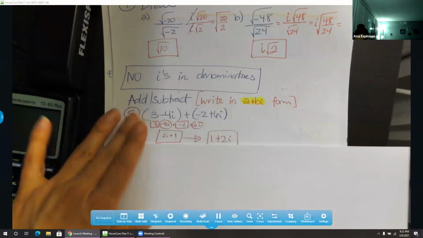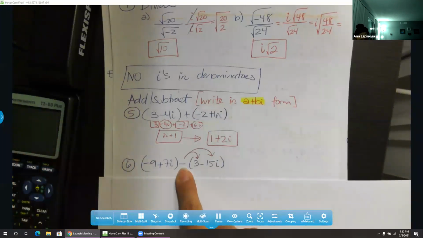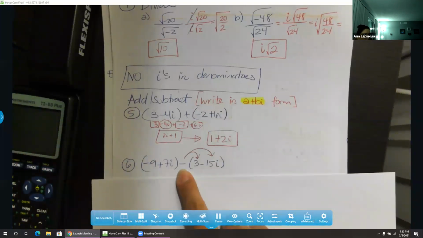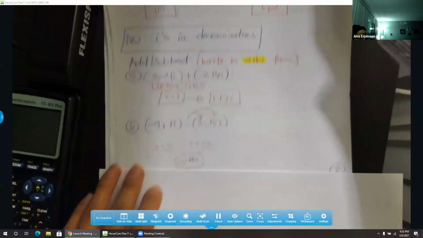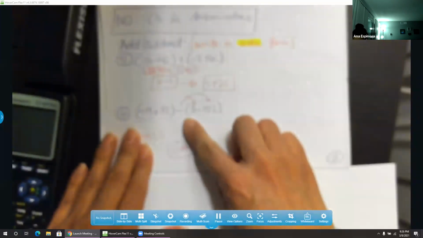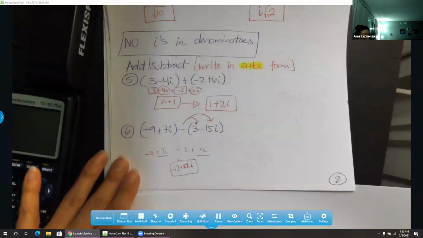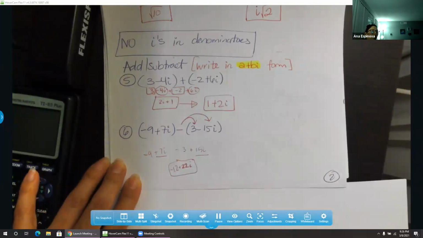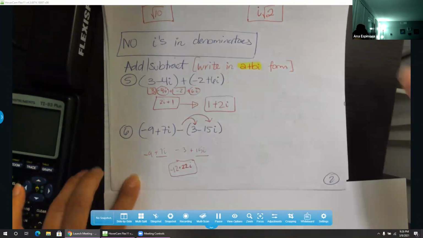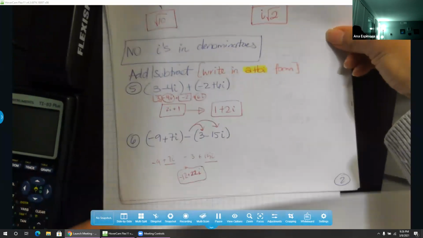Okay. Number 6, this is a subtraction problem because there is a subtraction in the middle. So what you do is distribute the negative, drop the parentheses, and then add the numbers together, put it in a plus bi form. A plus bi form just means put the number first and then the i. Okay, put the number first and then the i.